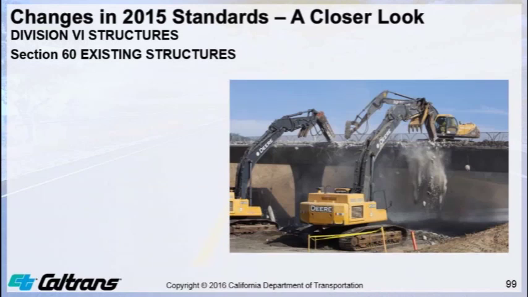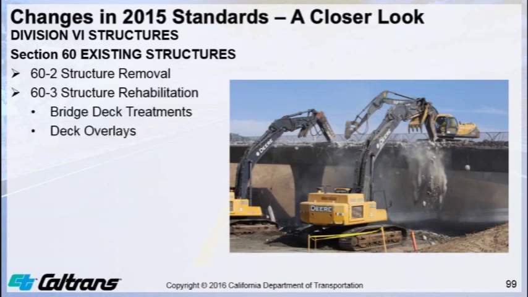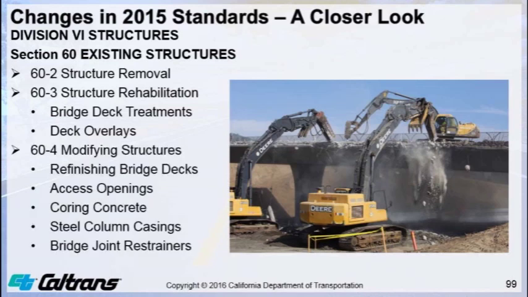Division 6 structures, Section 60 existing structures is a new home for all specifications for performing work on existing structures. Section 60-2 structure removal was moved from 2010 Section 15 existing facilities. Section 60-3 structural rehabilitation, most of this content again came from the 2010 Section 15 existing facilities. And lastly here, the content in Section 60-4 modifying structures, most of this content actually came from 2010 standard special provisions.